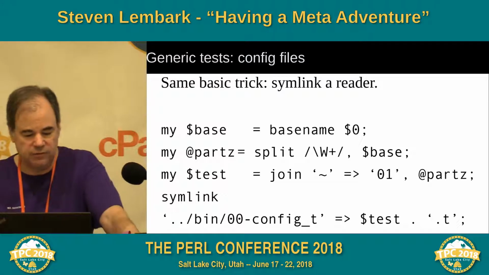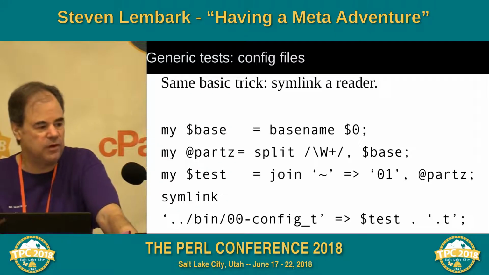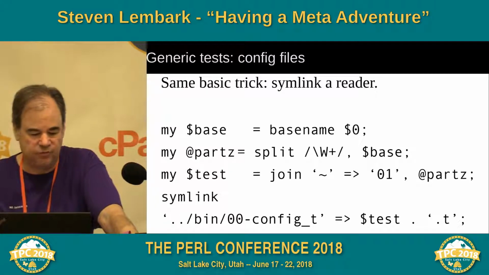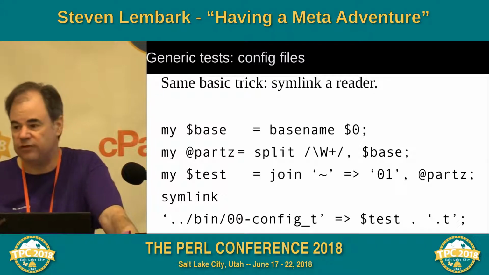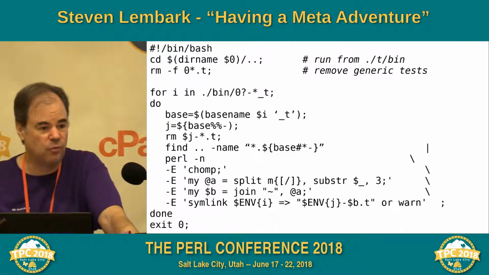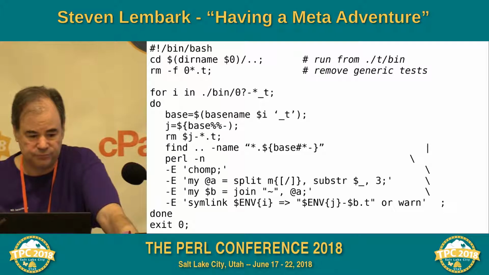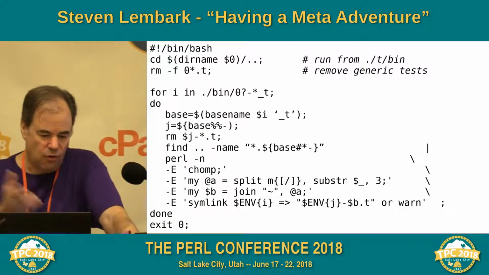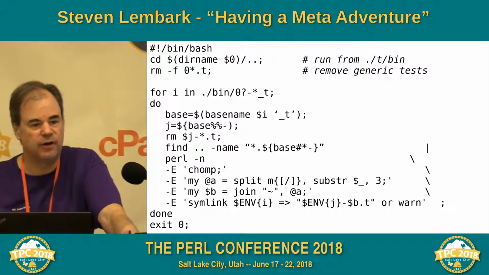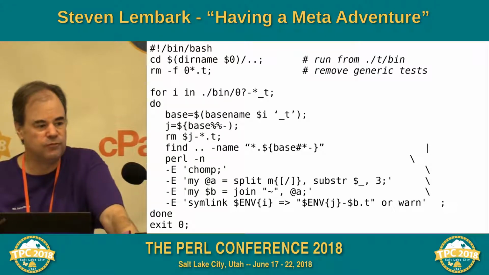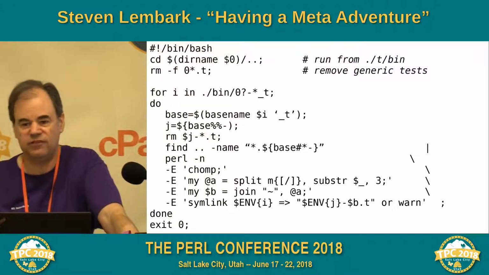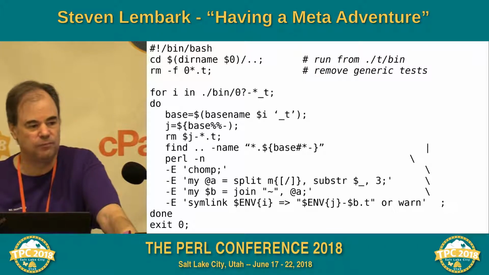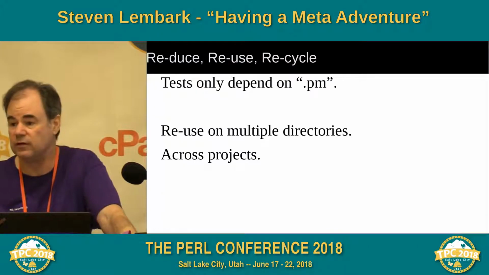So again, the same thing that I did with the PMs, I can do with YAMLs. I can symlink them to a single test, run a shell script once, and I can check all my config files. So this will sit there, it'll find all of the tests in my tbin directory, and it will very quickly make links to test everything that I've got, config files, Perl modules, whatever else I want.